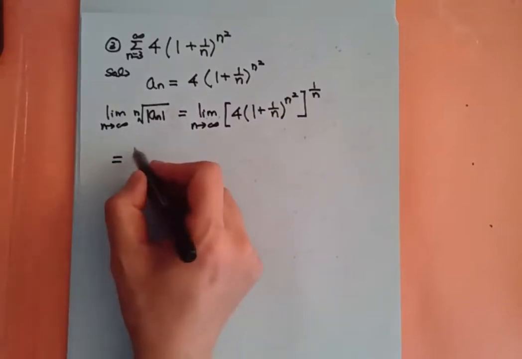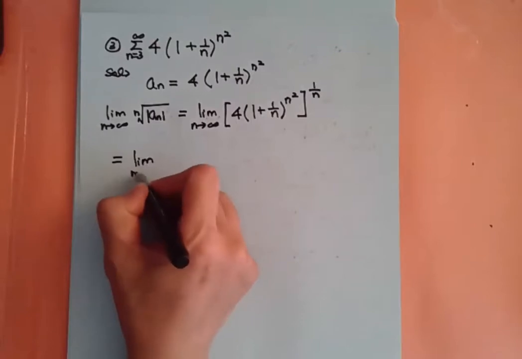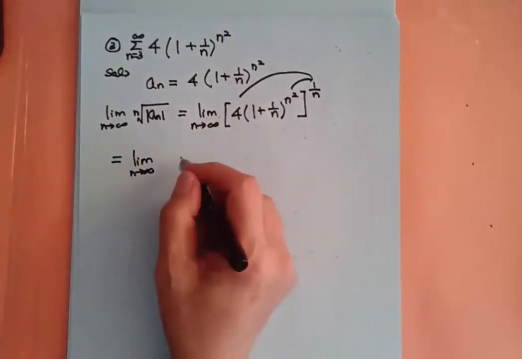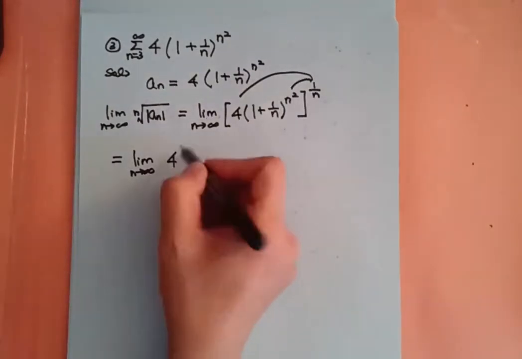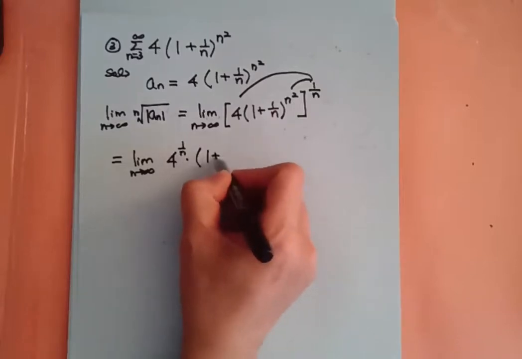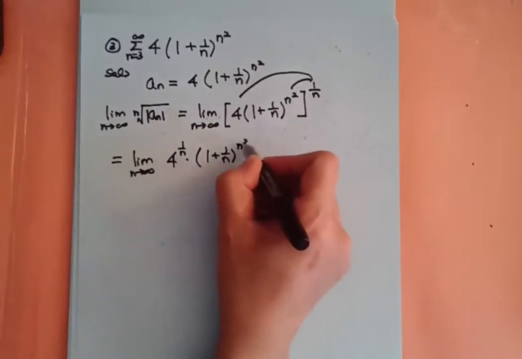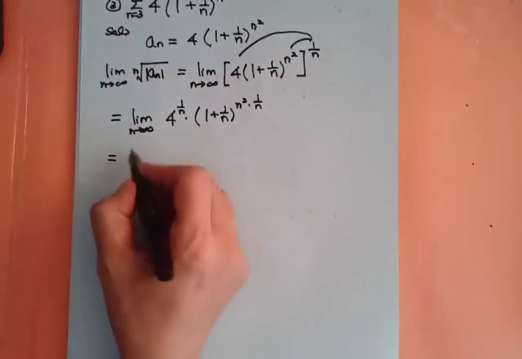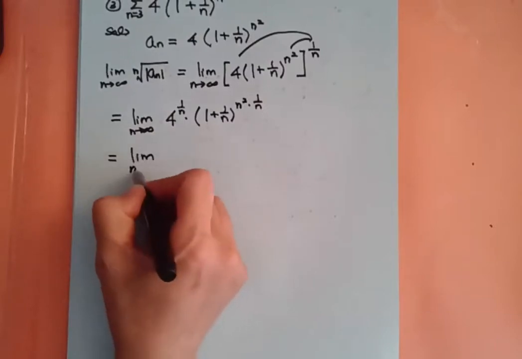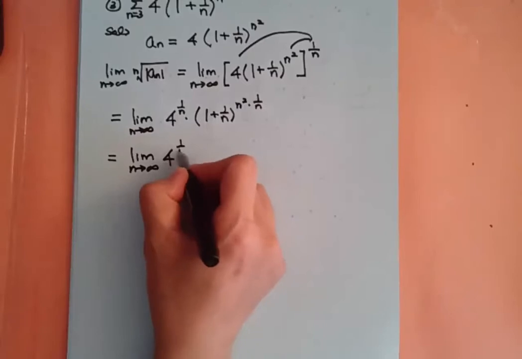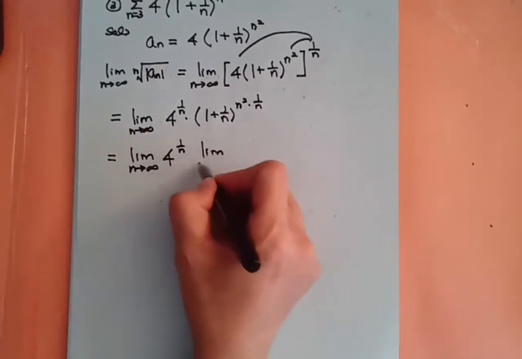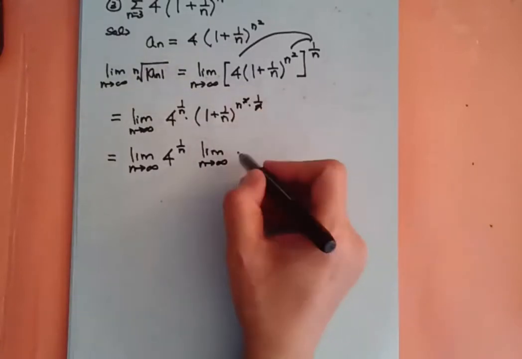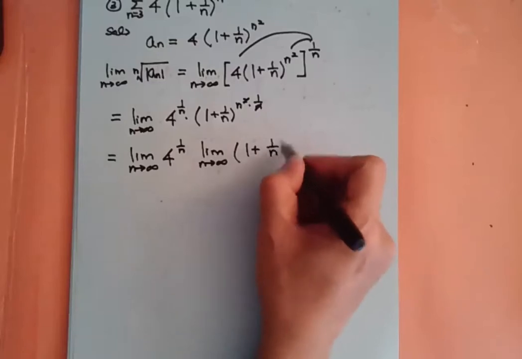So we can do something like this. As n goes to infinity, we just split that into each factor. Then that becomes 4 to the 1 over n times (1 plus 1 over n) to the n squared times 1 over n. So, limit as n goes to infinity of 4 to the 1 over n power times the limit as n goes to infinity of... these two will cancel each other. So we have (1 plus 1 over n) to the n power.